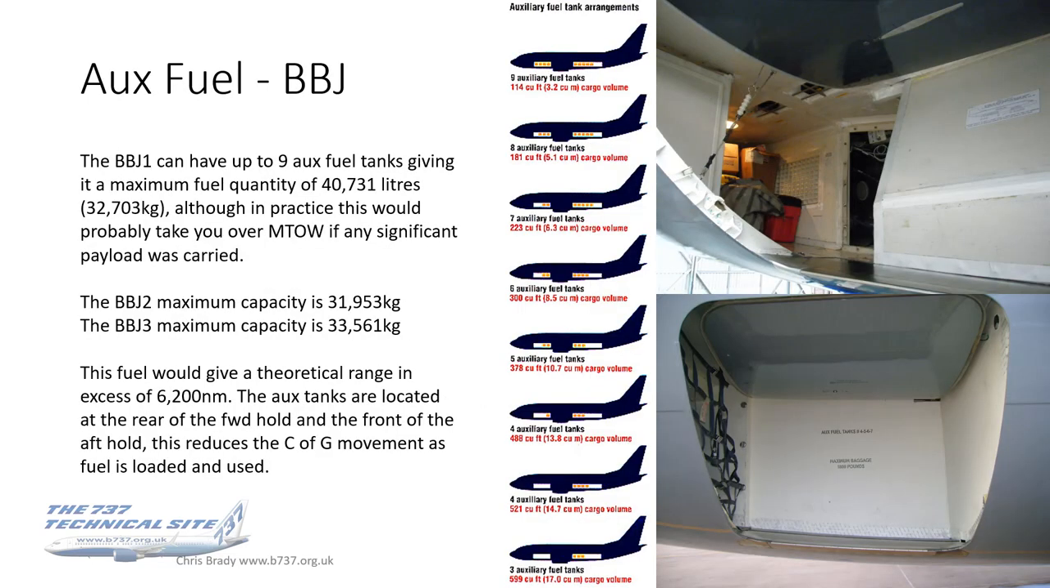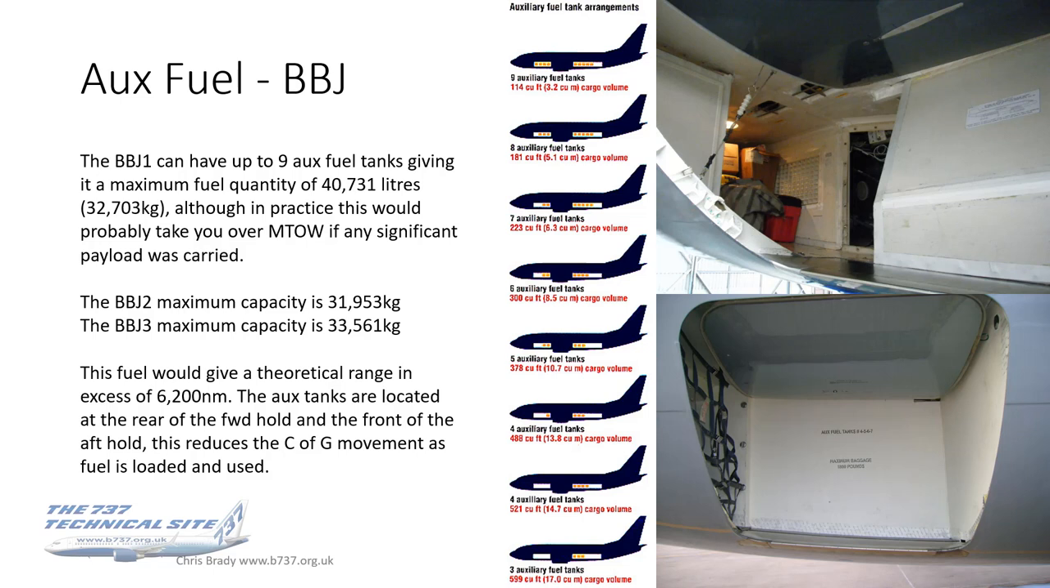On the BBJs, the auxiliary fuel tanks are much more elaborate and configurable. However, they do take up a lot of space, as you can see in the photos there, but I guess VIPs don't have as much luggage as 150 odd passengers. The various combinations of fuel tanks are shown in that center graphic. The BBJ1, in fact all three BBJs, can have up to 9 auxiliary fuel tanks, giving a maximum fuel quantity of 4,731 litres or 32.7 ton. In practice, this would probably take you over max takeoff weight if there was any significant payload carried. As always, it's a balance between payload and fuel. But don't forget, the BBJs do have the strengthened wing of the 800s, so that should help with the maximum weights.